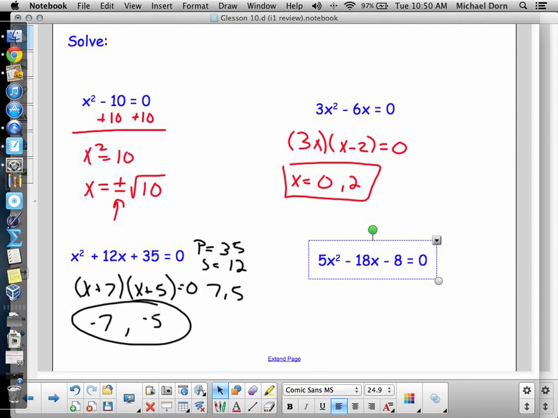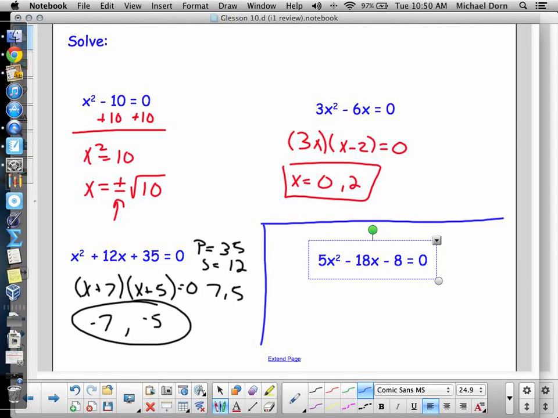5x squared minus 18x minus 8 equals 0. A little more complicated because they have a number up front of x squared. We can still do that. What's the product have to be? Negative 40. Yeah, 5 times negative 8 is negative 40. The sum has to be negative 18. Two numbers multiply to give me negative 40 and add to give me negative 18.